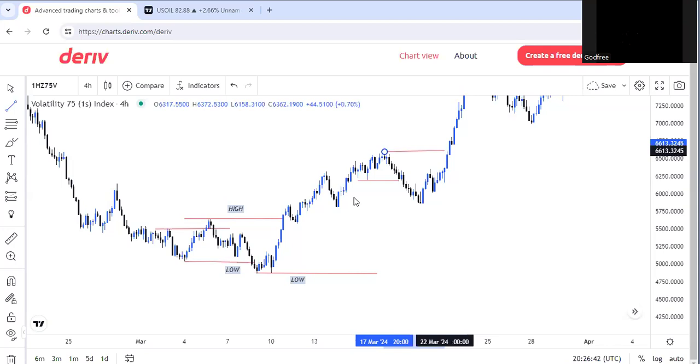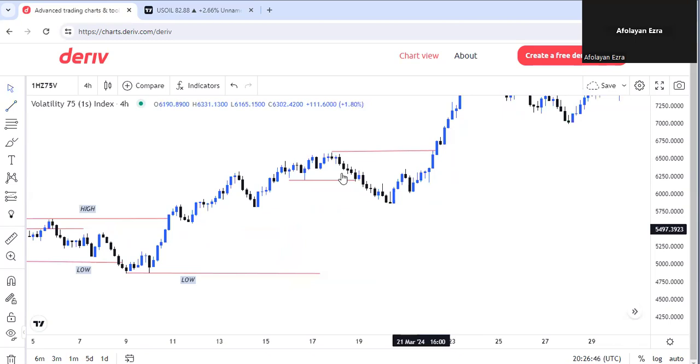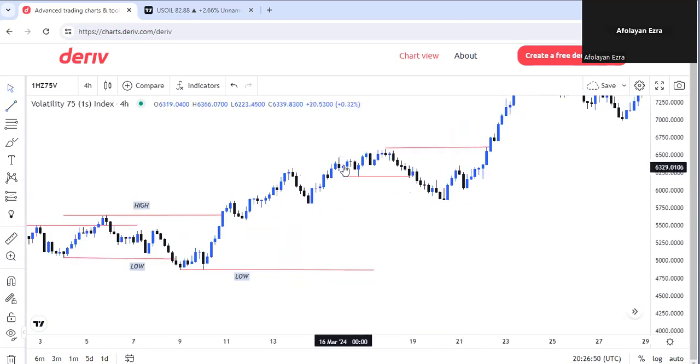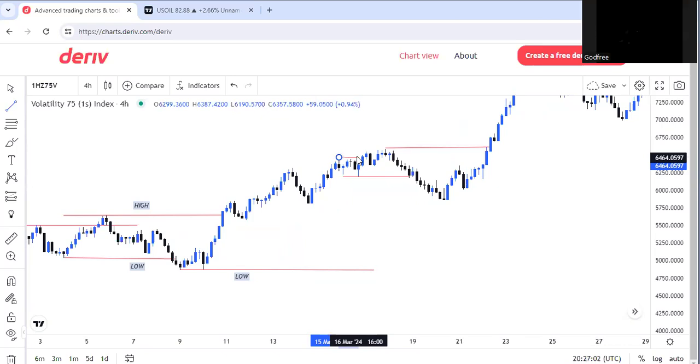Now, some people will say, why didn't I mark this one? The reason why I didn't mark this one is because the high of the highest candle was not taken. That move did not take that high. So that's why I didn't mark it.